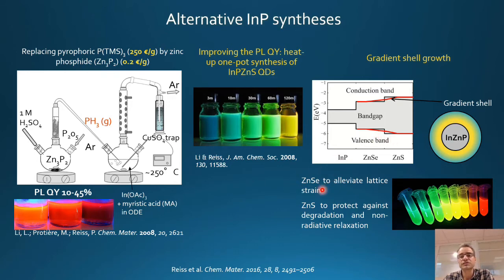So you use first the zinc selenide because it alleviates lattice strain, because between indium phosphide and zinc selenide the lattice strain mismatch is pretty large. So first you use zinc selenide, and then gradually you move to zinc sulfide, and this one protects against degradation and non-radiative relaxation.